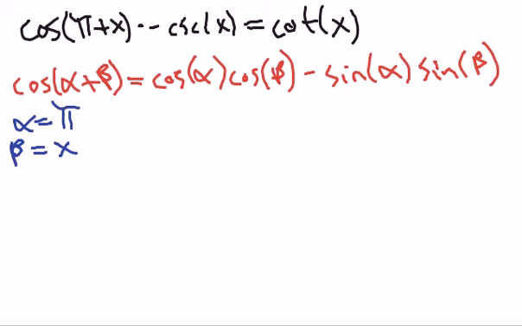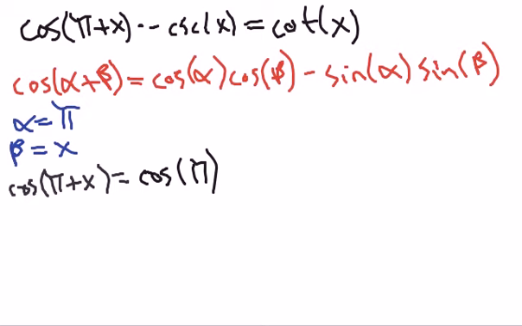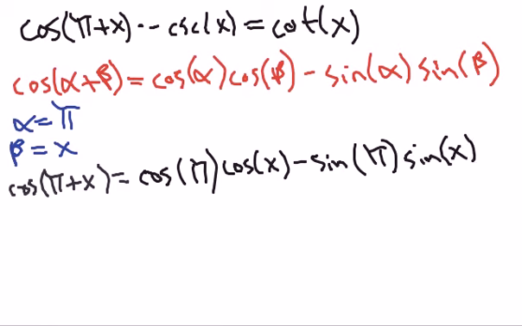Okay, so let's go ahead and start this. I'm going to say cosine of pi plus x is equal to, following this formula, if alpha is pi, then I'm going to have cosine of pi, and if beta is x, cosine of x. We're just matching it up with the sum of angles formula for cosine, minus, and on this side we have the exact same thing but with sine, so sine of pi, sine of x.